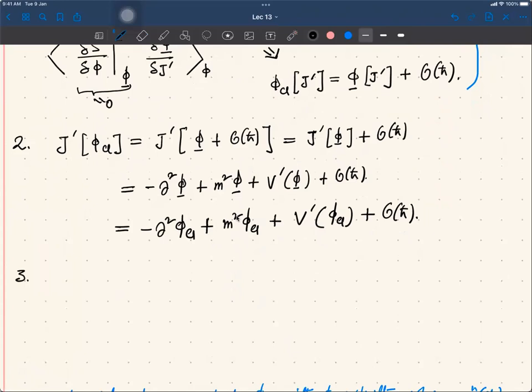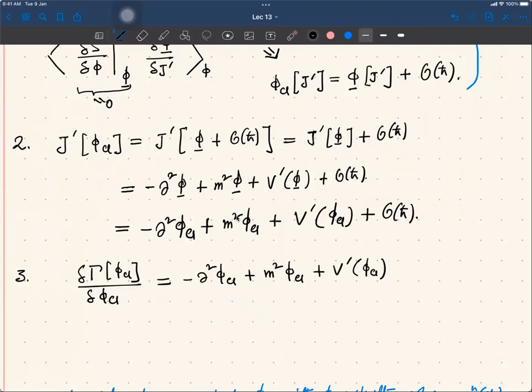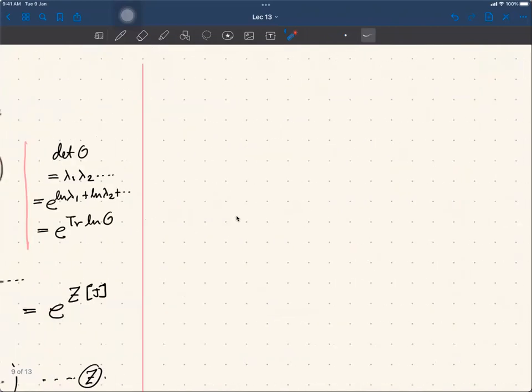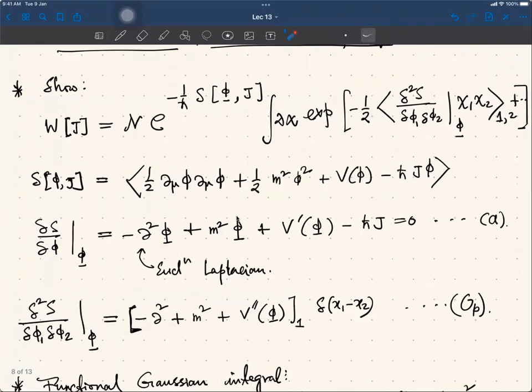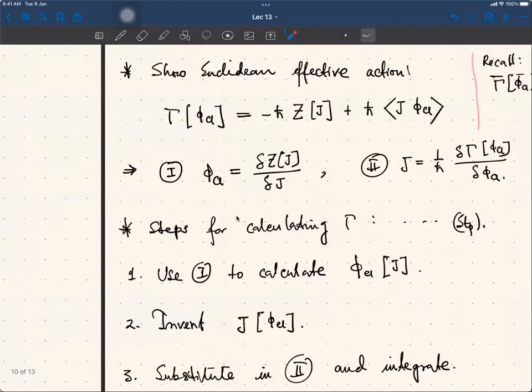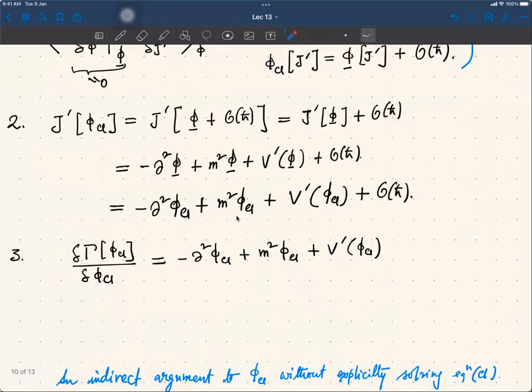And therefore, in the third step, we write down the first order functional differential equation for gamma, and that's given by this. At the leading order in H bar, this is nothing but the derivative of the classical action, right? I mean, that is the equation of motion. So this is the derivative of the classical action with J equal to 0. Therefore, this gamma is nothing but the classical action.